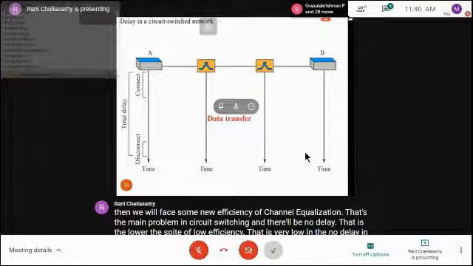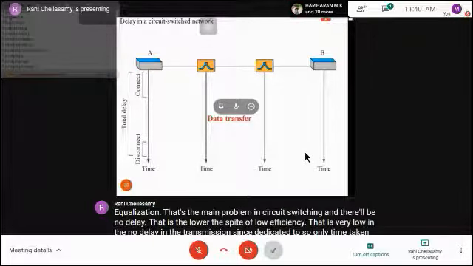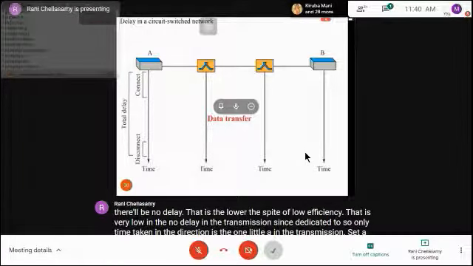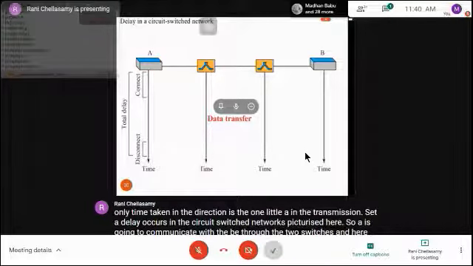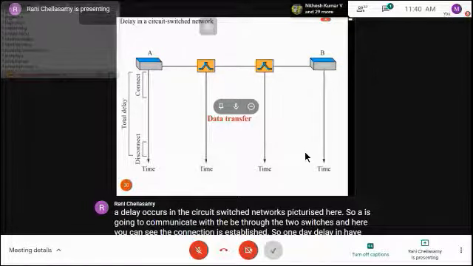This is how the delay occurs in a circuit switched network, pictured here. A is going to communicate with B through two switches, and you can see the connection is established. The only delays are to set up the connection, and at the termination of the connection. We call that the total delay.